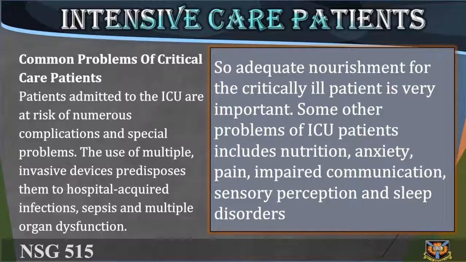Common problems of critical care patients. Patients admitted to the ICU are at risk of numerous complications and special problems. The use of multiple invasive devices predisposes them to hospital-acquired infections, sepsis, and multiple organ dysfunction. So, adequate nourishment for the critically ill patient is very important. Some other problems of ICU patients include nutrition, anxiety, pain, impaired communication, sensory perception, and sleep disorders.